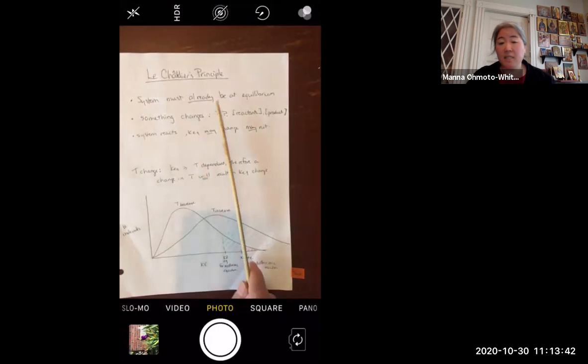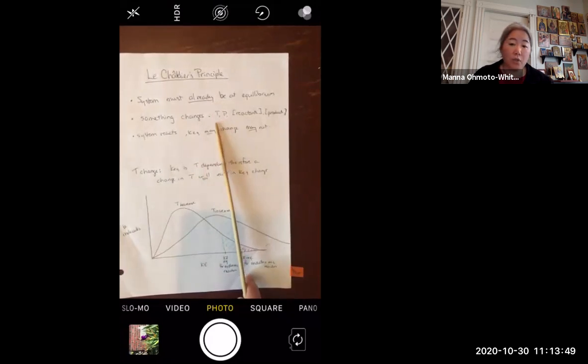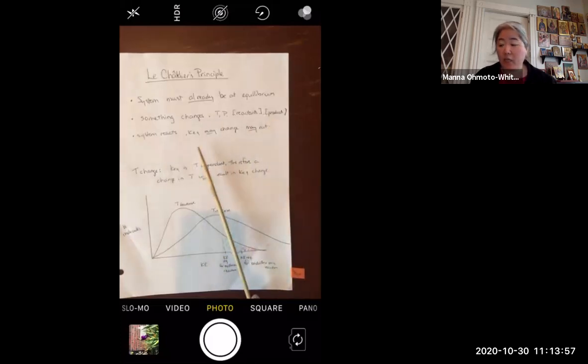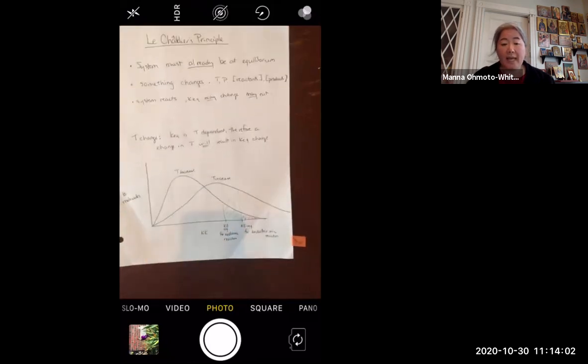So you have a system that's at equilibrium, and it has to already be at equilibrium. And then something changes: either the temperature, the pressure, or the concentration of either your reactants or products. Then we see how the system reacts and whether the KEQ changes or not. The only thing that will hands down change the KEQ value is the temperature, because KEQ is temperature dependent. So a change in temperature will change the KEQ value.